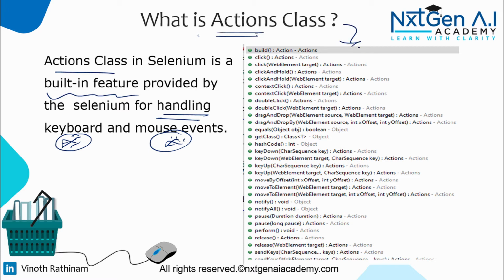Inside the Actions class, all the methods for both keyboard and mouse events are available. For example, click and hold, right click, double click, then drag and drop. And when we consider keyboard events, there are key down, key up, send keys and so on. In order to use these methods, we just have to create the object instance for the Actions class.